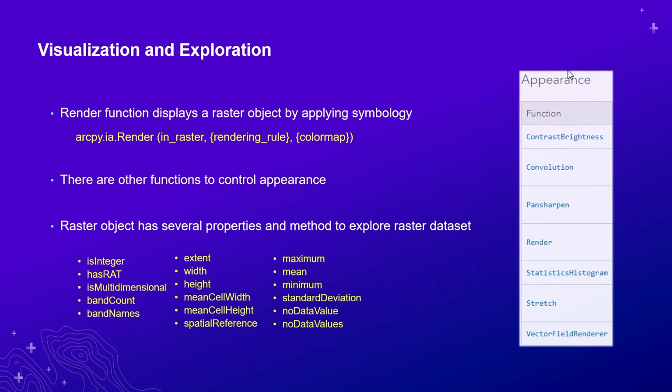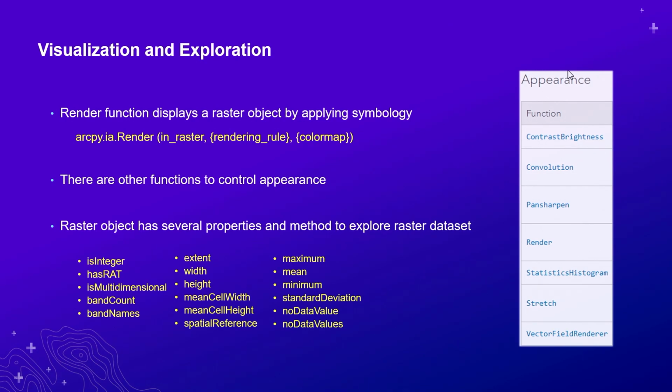Now that we know all about the raster object, let's get to do some work. First, we're going to talk about how you can visualize and explore the data. You should not start any project without knowing your data, right? So, see what kind of functionality we have to visualize the raster. We have a function called renderer, which you can use to visualize your raster using the symbology that you want. But if you don't like what you see, you can use other appearance functions to change it, like stretch, or maybe use convolution. Or if you're looking at wind speed or ocean current, you may use the vector field renderer.